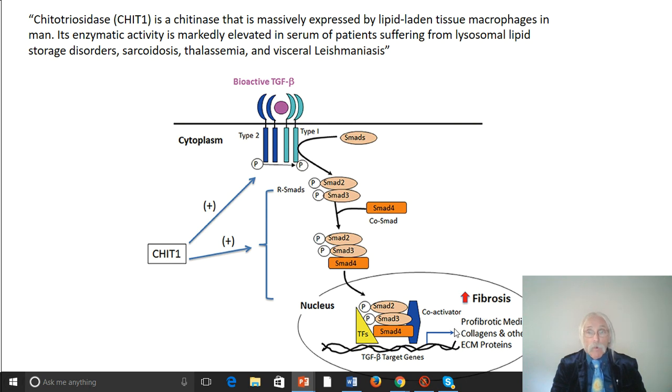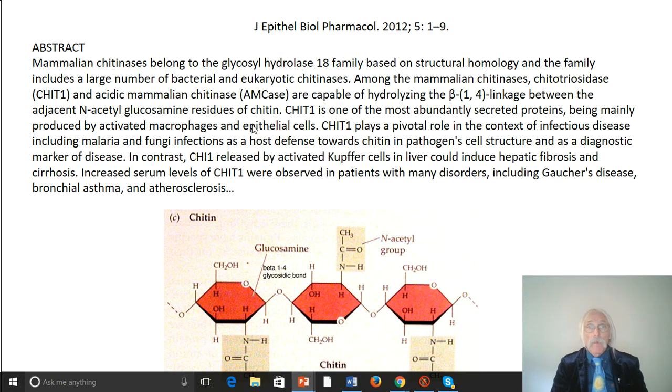Okay, so this is one of the issues that you see in all these various other kinds of disorders, right? That's why CHIT1 is such a problem, because it actually turns on transcription factors through the TGF-beta. So here's a paper I found in the Journal of Epidemiological Pharmacology. I just took a hunk of the abstracts rather than me cutting it up, to give you an idea. First of all, this is what chitin looks like. I told you it was repeating units of N-acetylglucosamine. There it is, right? Just beta-1,4 linkages, nothing fancy here.